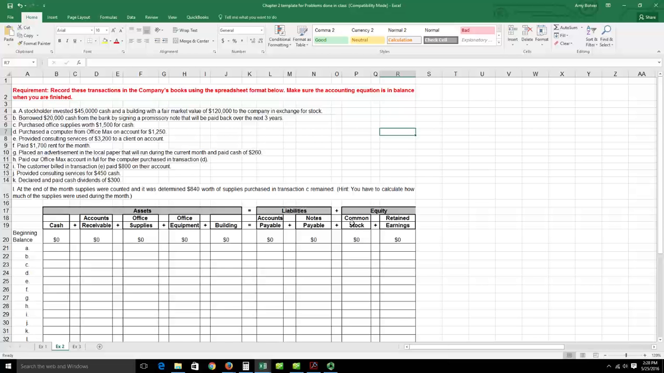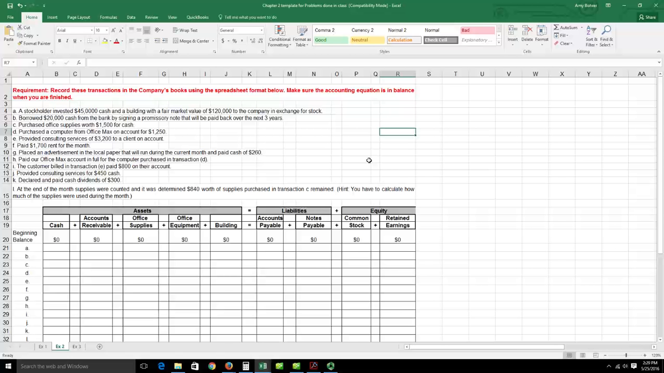And then I've got these transactions up here, A through L. It says record the transactions in the company's books using spreadsheet format below. Make sure the accounting equation is in balance when you're finished. One of the important things when you're recording each one of these transactions is that your transaction is in balance. In other words, assets are always going to equal liabilities plus equity. That's the basic accounting equation. So every time you record one of these transactions, A through L, you have to make sure that the transaction makes this accounting equation hold true. Assets have to always equal liabilities plus equity. So in every single transaction, that has to be the case.